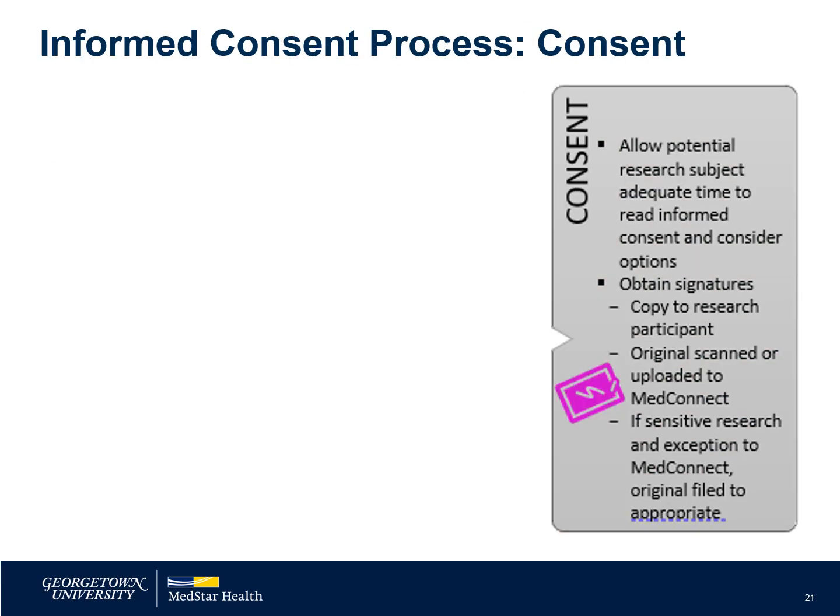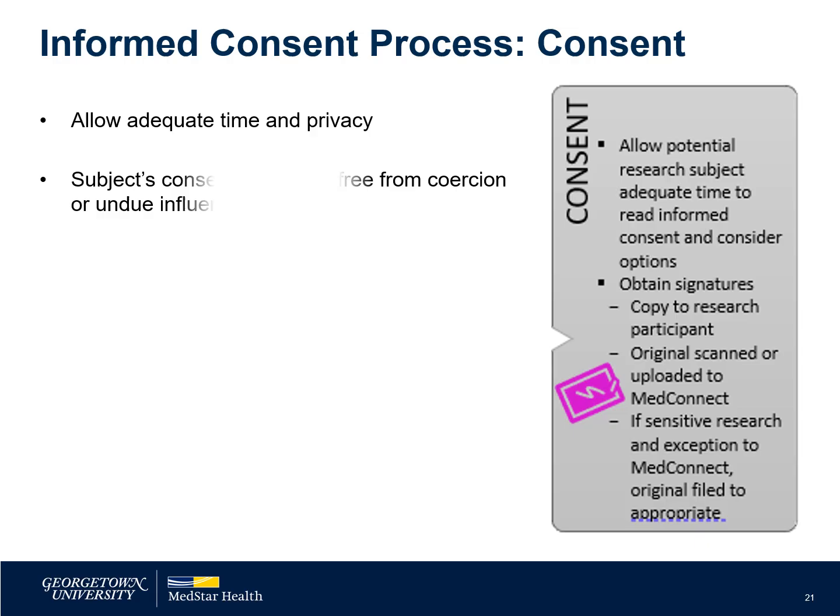We have now reached the final stage in the informed consent process, which is obtaining consent. Allow the potential subject adequate time and privacy to read the informed consent and consider their options. Obtain the subject's voluntary written agreement to participate by ensuring the subject's consent is free from coercion or other undue influence. Make sure the subject is competent and aware of what he or she is doing, and subjects should not be under the influence of alcohol, illicit drugs, or prescribed medications that impair understanding or judgment.